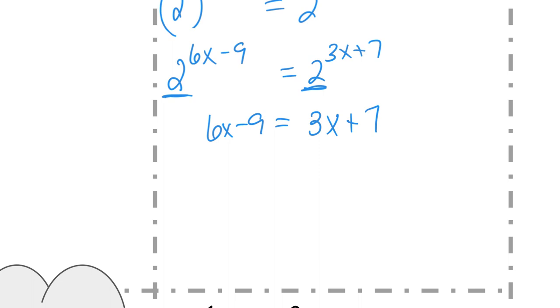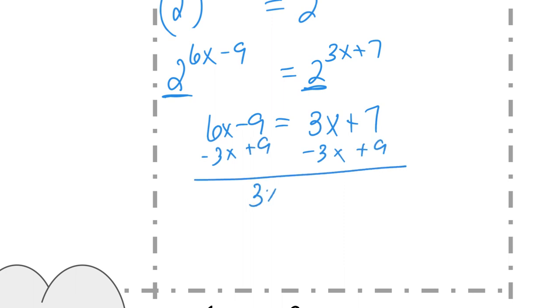We can subtract 3x from both sides, and we're going to add 9 to both sides. So we got 3x equals 16. So then x equals, don't make it too hard, it's just 16 thirds. 16 thirds is not 6. 3 times 6 is 18. You were real close, just 2 away.